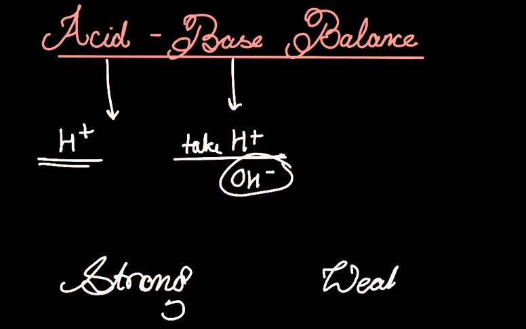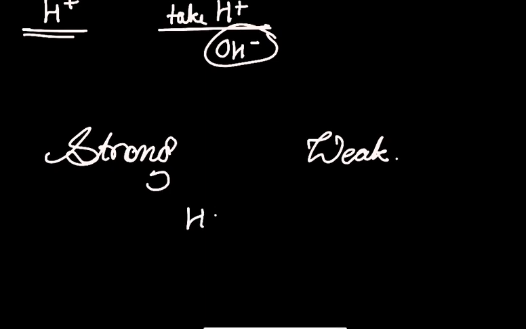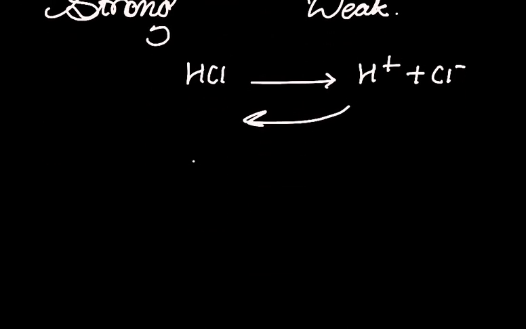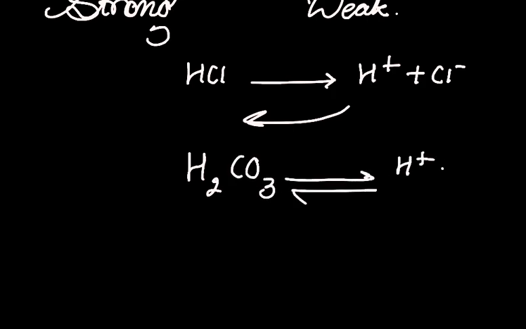Strong acid means something that gets completely hydrolyzed. Like let's say HCl, it gets completely hydrolyzed to H plus and Cl minus. So in normal condition, back reaction is not possible. However, weak acid means they are partially hydrolyzed, like we have got H2CO3. That means it can get reversed if something happens.